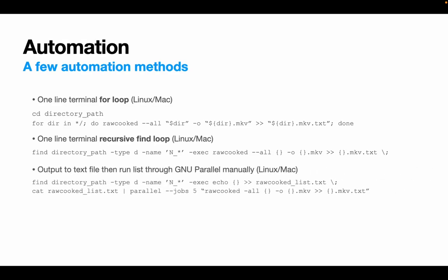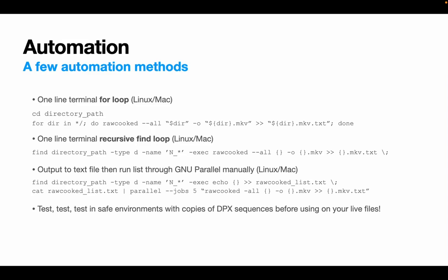With two commands, though, you can use GNU Parallel without writing a script. If you use the recursive find loop to create a list full of paths to the DPX sequences, that would be your first line of code. Then if you cat that list and pipe it to GNU Parallel and set your number of jobs and supply your preferred RAWcooked command, then you can have parallelisation on a manual basis. And don't forget to get your logs as well for each. I'm a big fan of logs. So please don't forget to test everything in a safe environment before running these commands against preservation files. That's so important. It would be awful if you were to use these against preservation files and find out there's a little error in your code in some way.